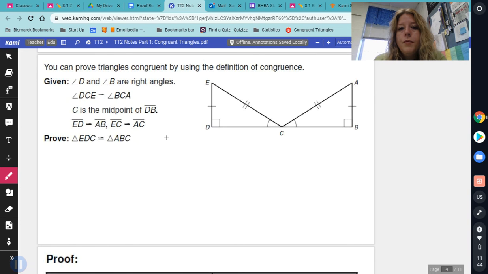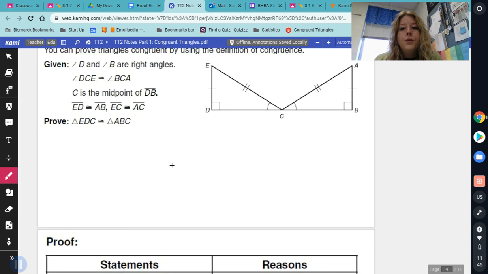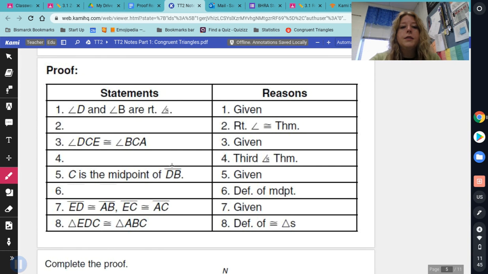Okay? We're going to prove these 2 triangles congruent. We have all of our givens. And then we're going to go from there. So you might want to keep an eye on both of these 2 slides.